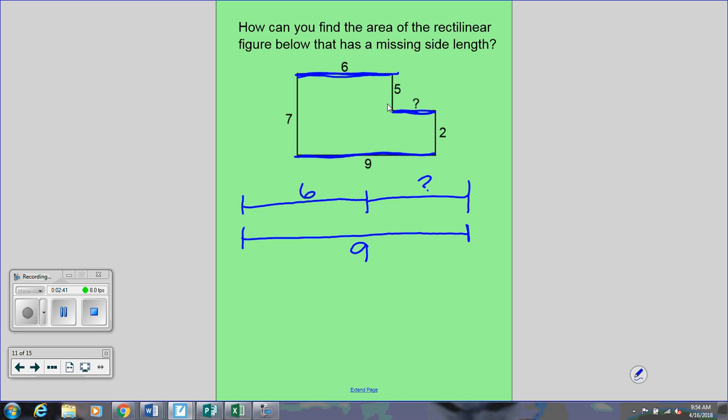Lucy? My question mark has to be 3, because 6 plus 3 gives me 9. Alright, we have found the missing side. Now what? Damien, now what do I do? Now you split into two rectangles. I'm going to break apart my crazy shape into some rectangular shapes.